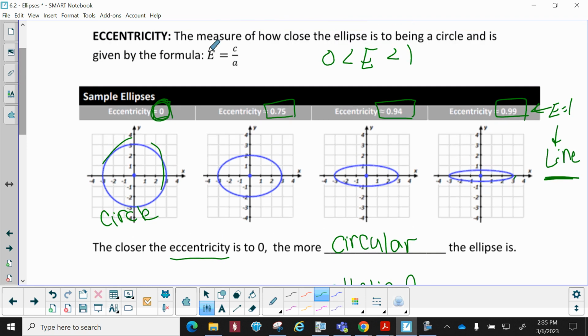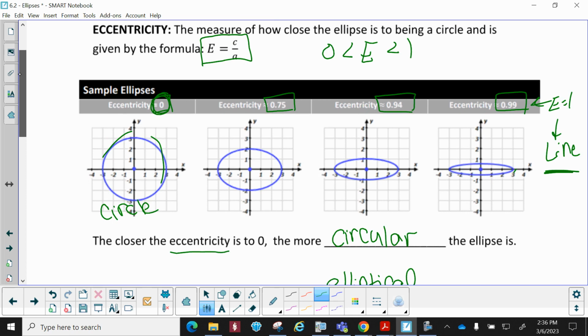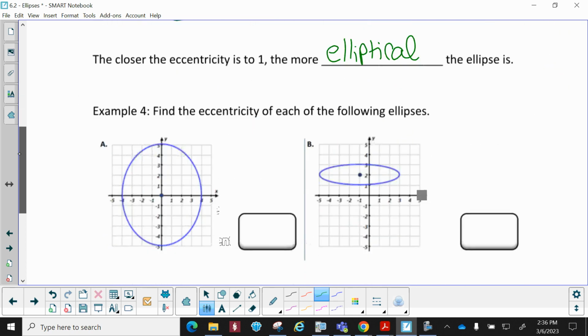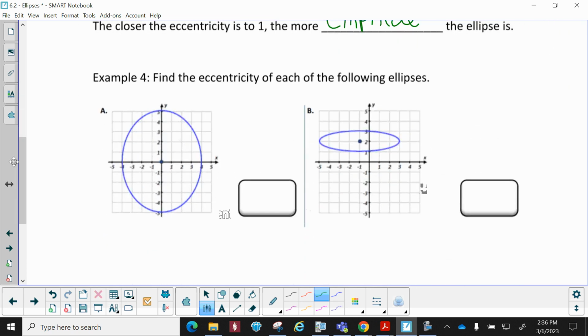Okay, now what is the formula? How do we find the eccentricity? The eccentricity is the ratio of C over A. We just take the C value and divide it by A. C divided by A. Okay, so in these last examples here, find the eccentricity of each ellipse.